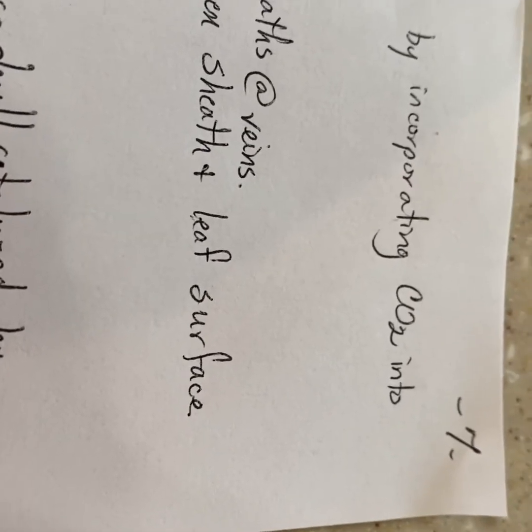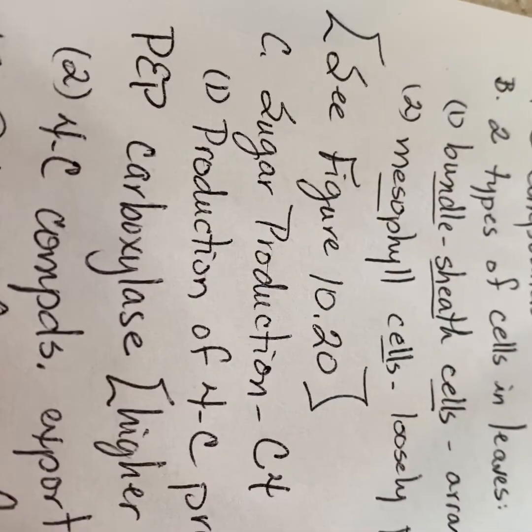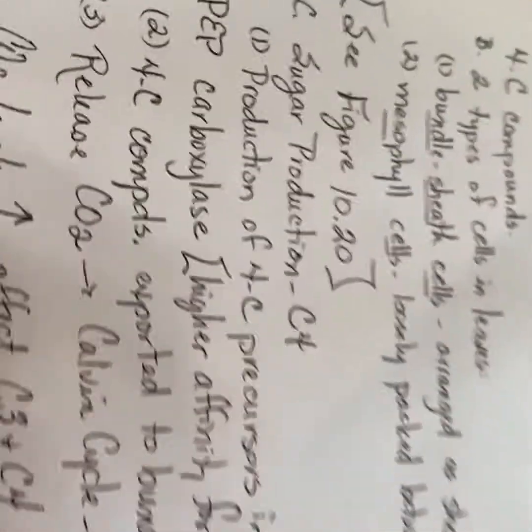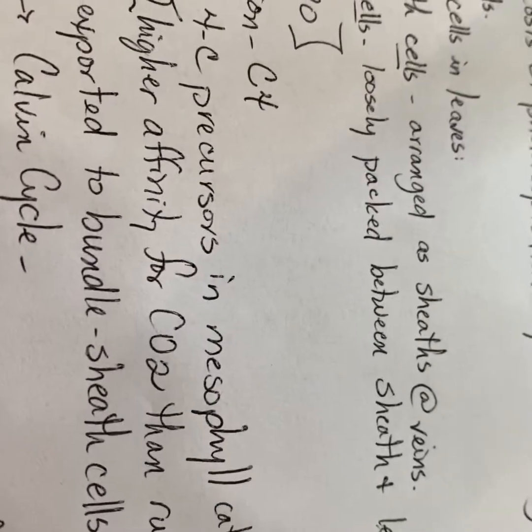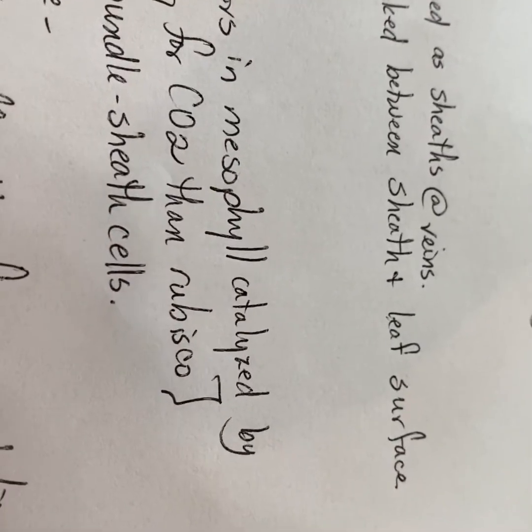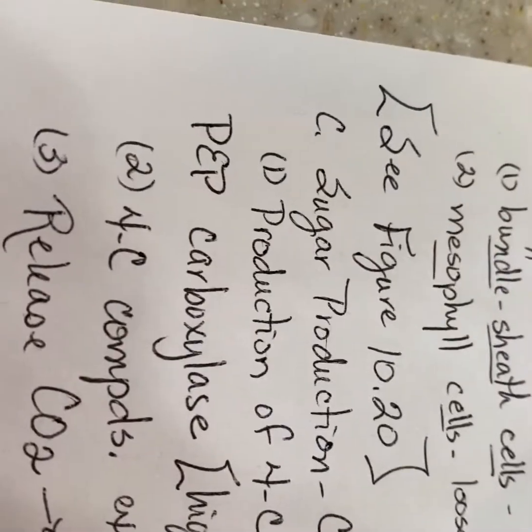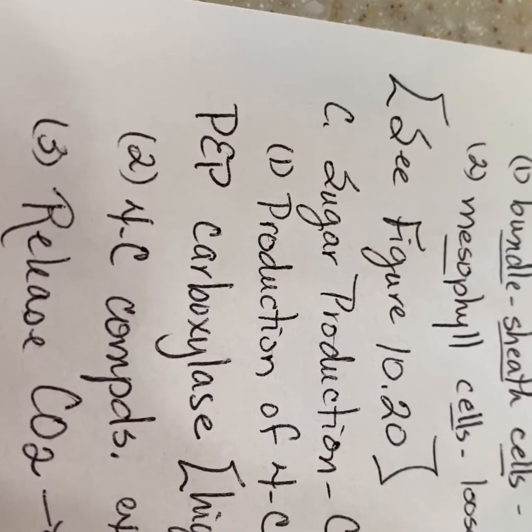Now, as far as sugar production, like glucose in the C4s, the production of 4-carbon precursors in mesophyll is catalyzed by PEP carboxylase, another enzyme.